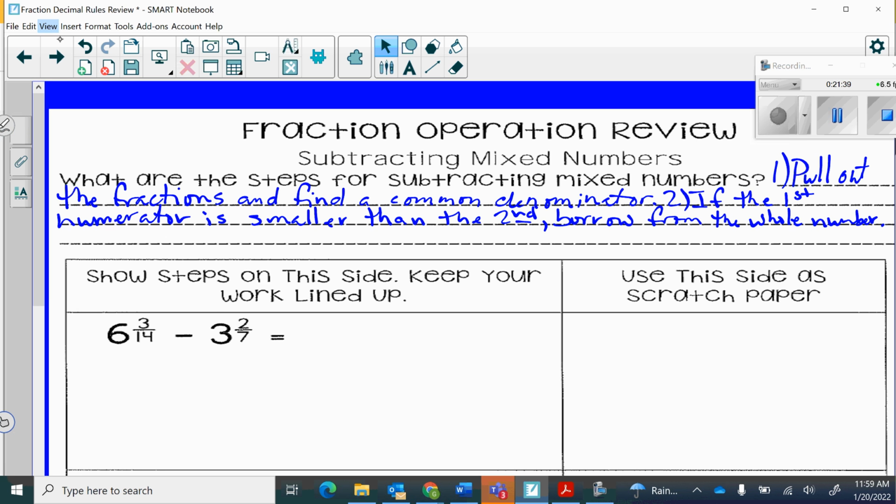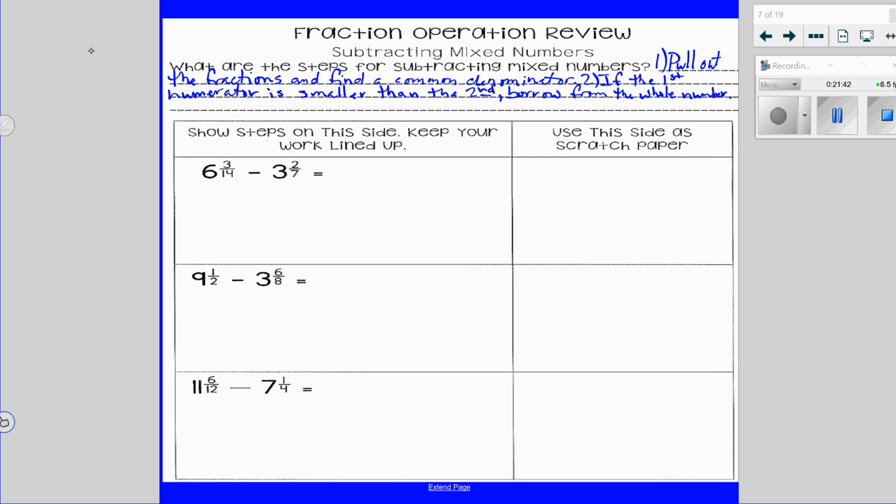Okay, now that everybody's back, make sure you wrote down the rest of what I had done. So the second rule, if the first numerator is smaller than the second, you're going to borrow from the whole number. Now here's why this gets a little bit tricky. So let's take a quick side step. I am borrowing one whole and I am making it a fraction, correct?